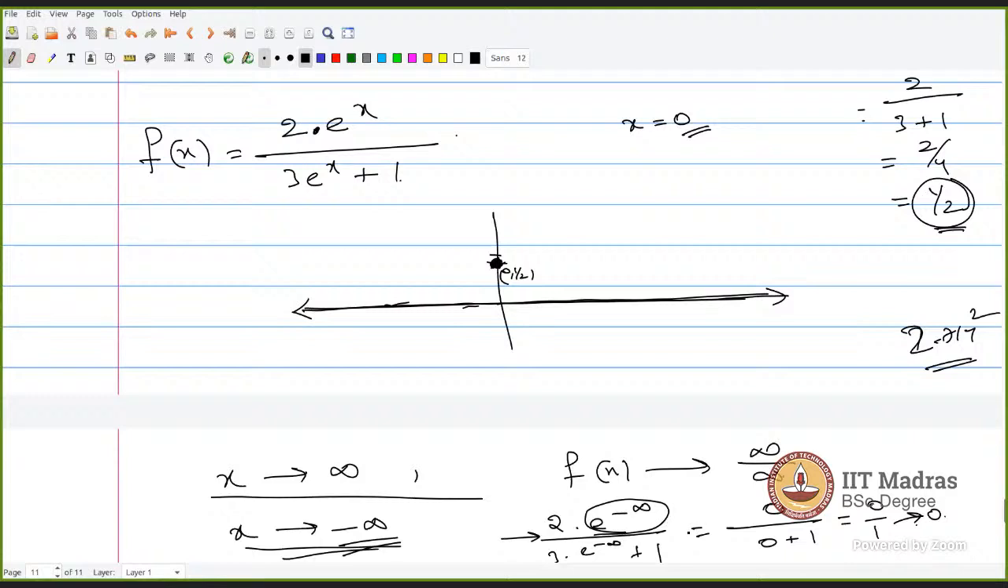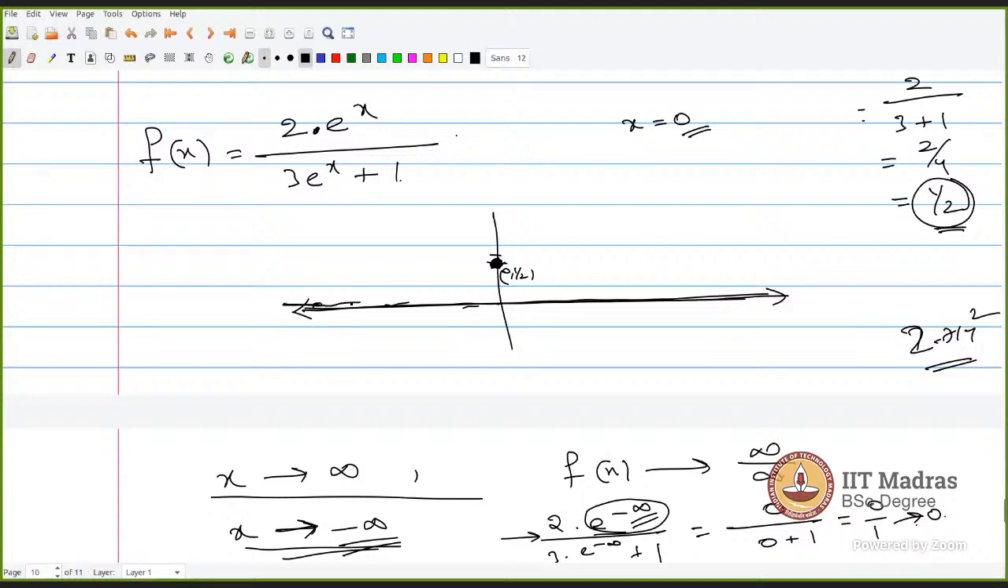Yes, sir. But we will take it to 0. It will eventually go to 0, because x cannot take minus infinity. If x takes minus infinity, my f of x is 0. X will not take minus infinity, x will tend to minus infinity. So that means when x is tending to minus infinity, my f of x will go to 0.